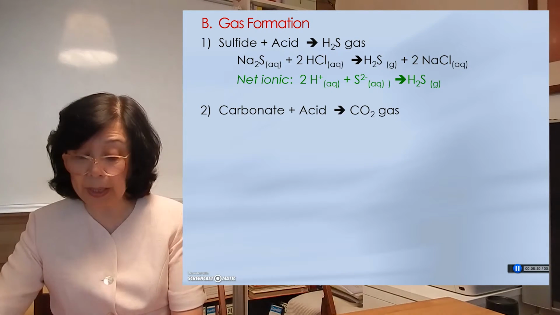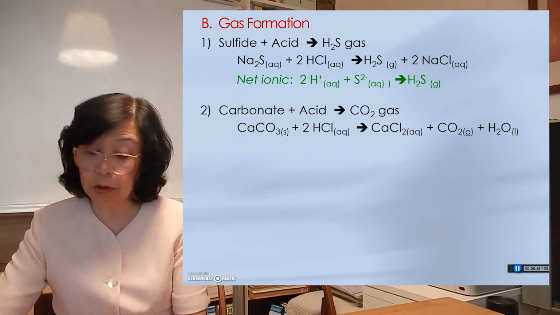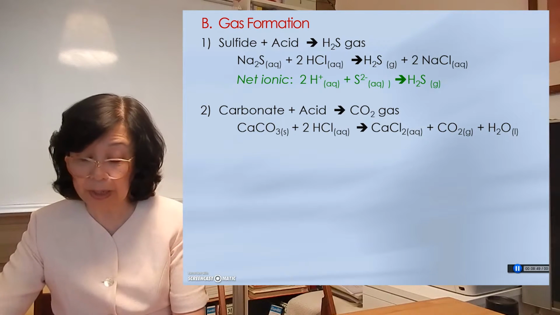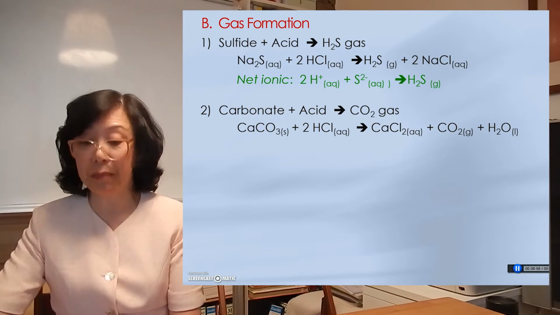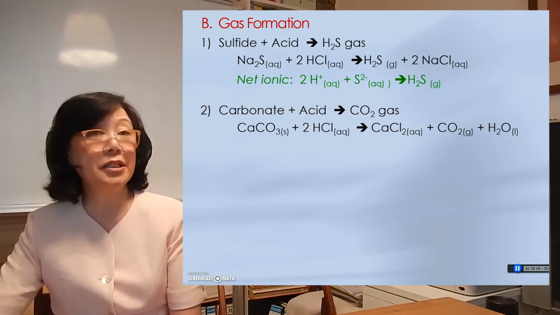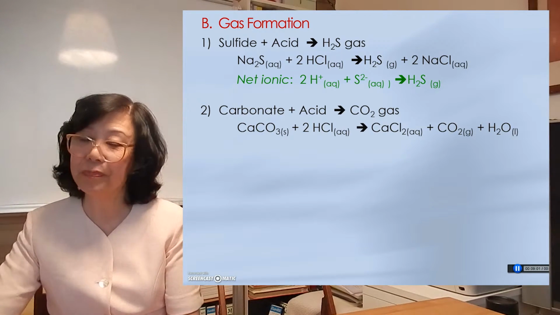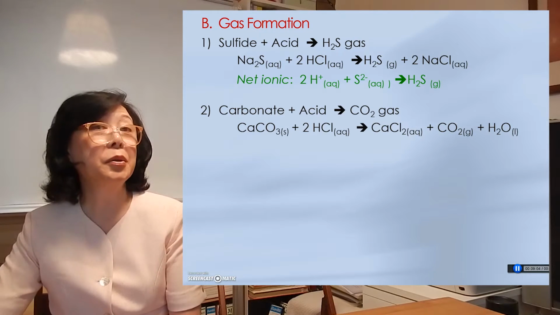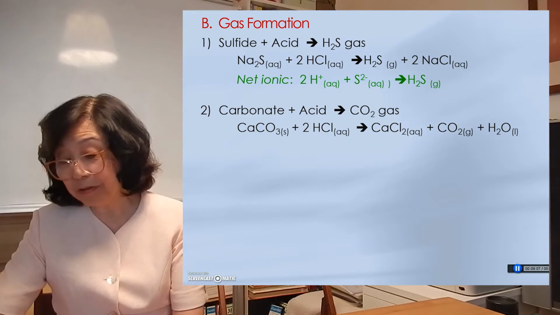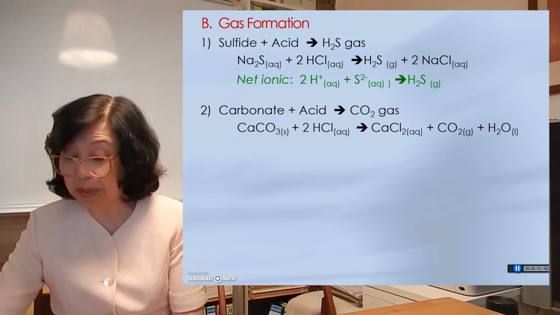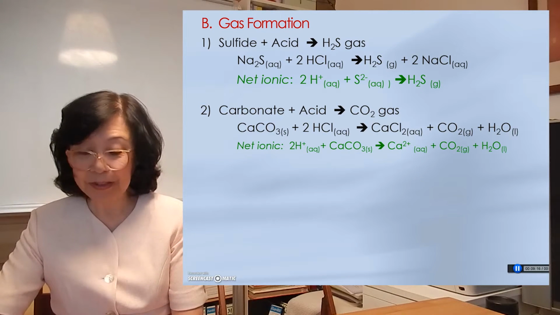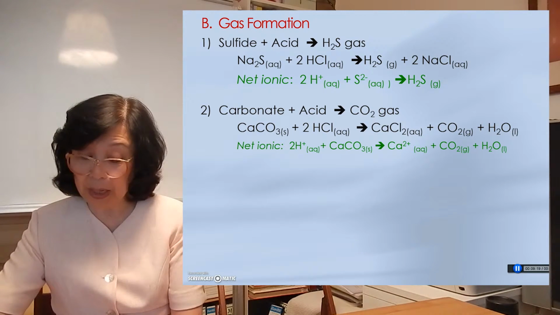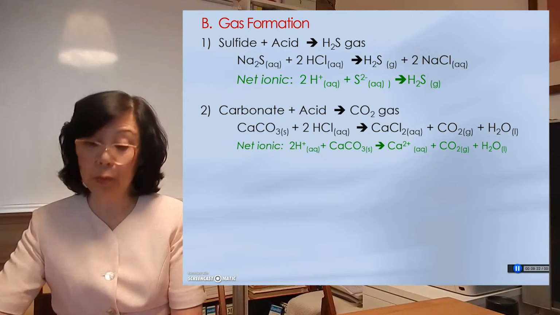The next one is carbonate added to an acid to form CO2 gas, such as calcium carbonate added to 2 moles of hydrochloric acid forming calcium chloride and CO2 and H2O. Now, remember these Italian marbles, they are made out of calcium carbonate, and if they are placed outdoors in the garden, they look beautiful. But when there's acid rain, it's going to erode this beautiful statue, forming aqueous solution calcium chloride, and then the gas is evolved into the air. So the net ionic is just hydrogen ion and calcium carbonate forming calcium ion and CO2 and water.